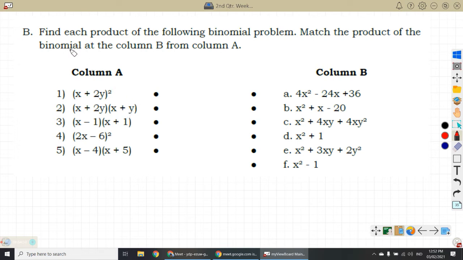Marami pang example, but for now, okay, let us answer ito, no? Find each product of the following binomial problem. Match the product of the binomial at the column B from column A. This is from your module. What's the answer for number 1?